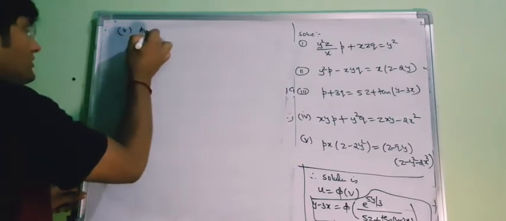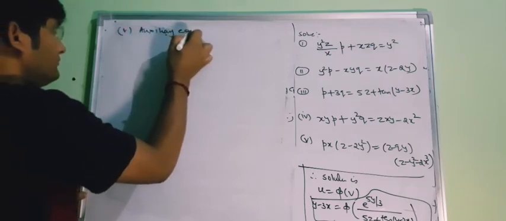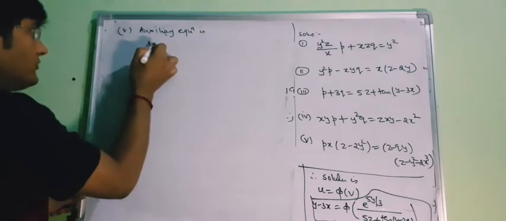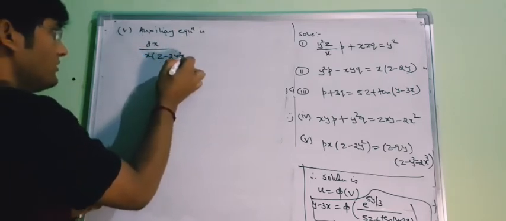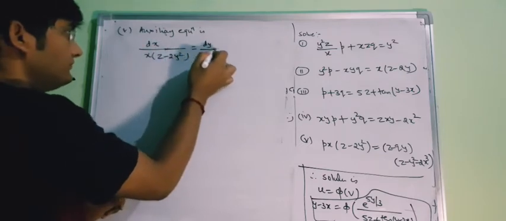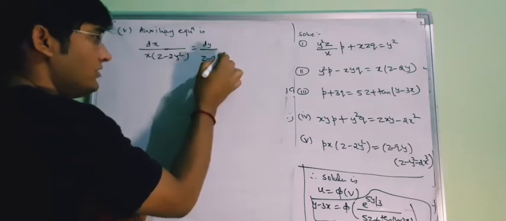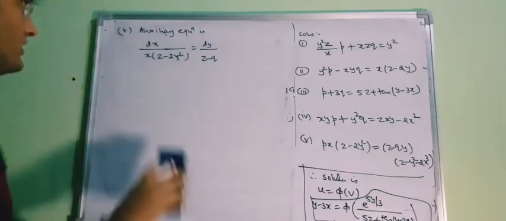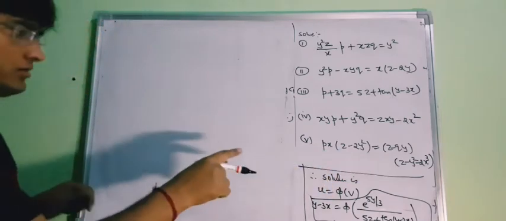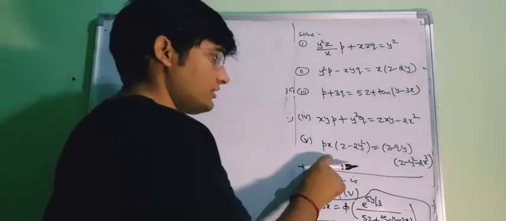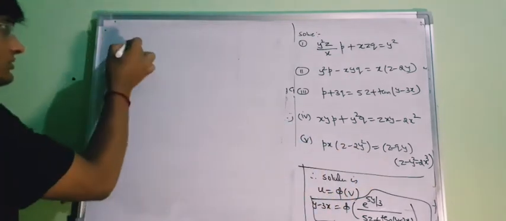So the auxiliary equation in this case will be dx upon x, then we will have z minus 2y square, then dy upon z minus qy. Okay, before writing the auxiliary equation, let us reduce this term in the form of the Lagrange partial differential equation.